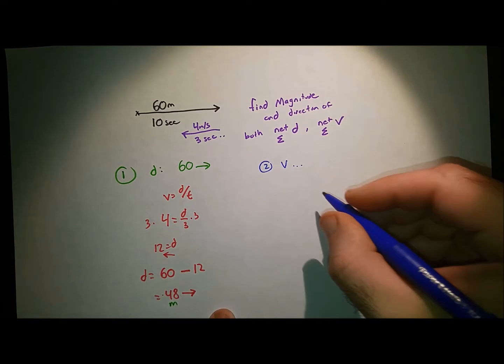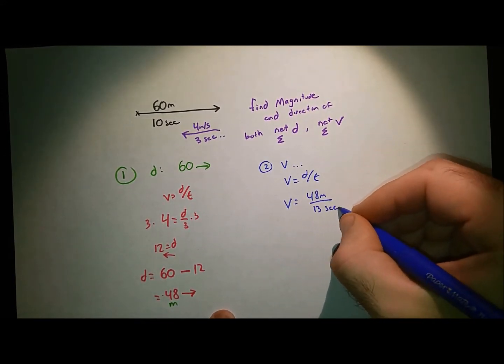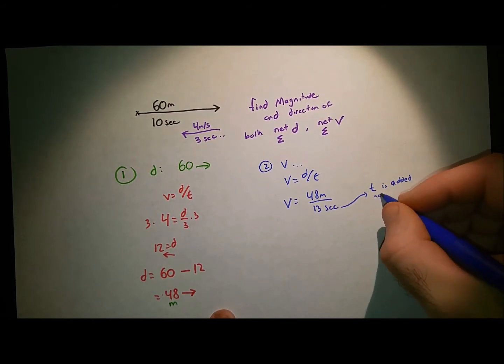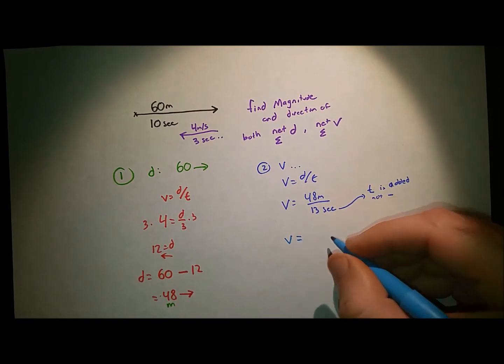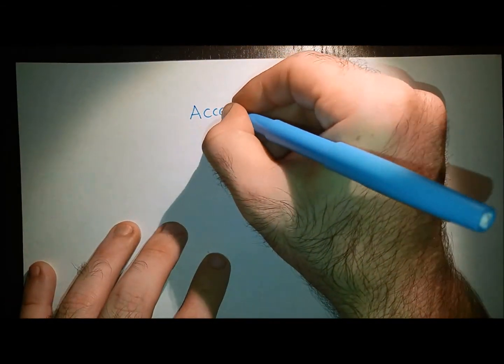That's my total displacement. Now let's find the velocity. Velocity is displacement over time. Total displacement is 48 meters. Total time is 13 seconds, and I get some value. Now I added both times together. You never subtract them because both times work together. I subtracted the displacements because they're opposite ways. So 48 over 13 meters per second to the right is the correct velocity.